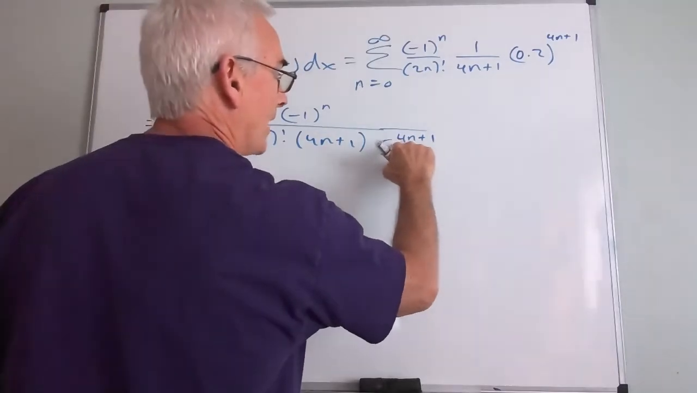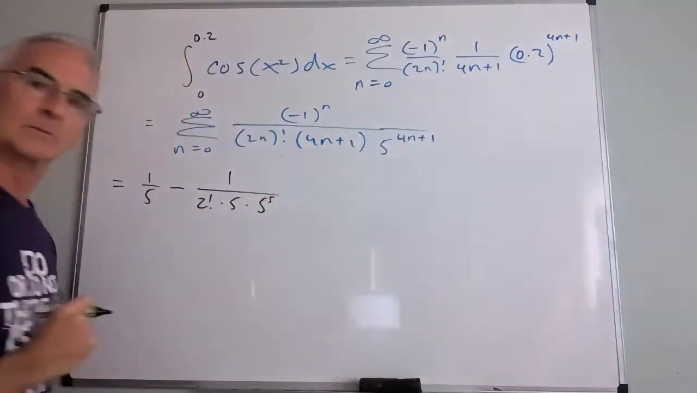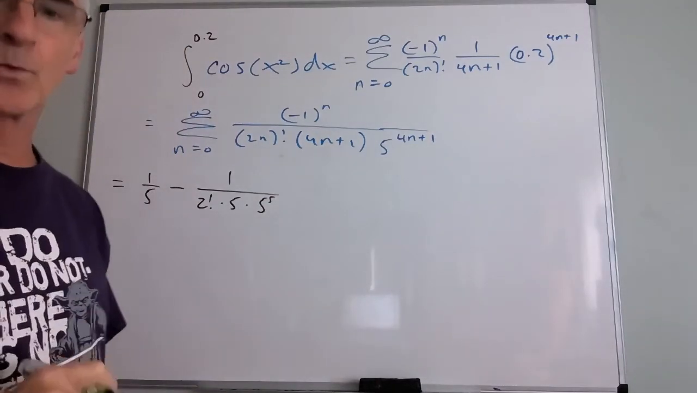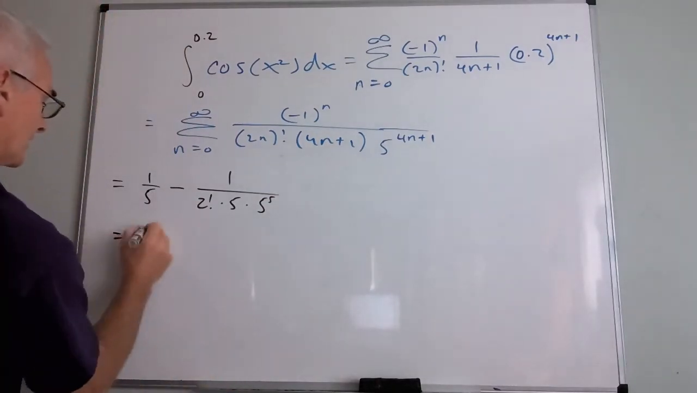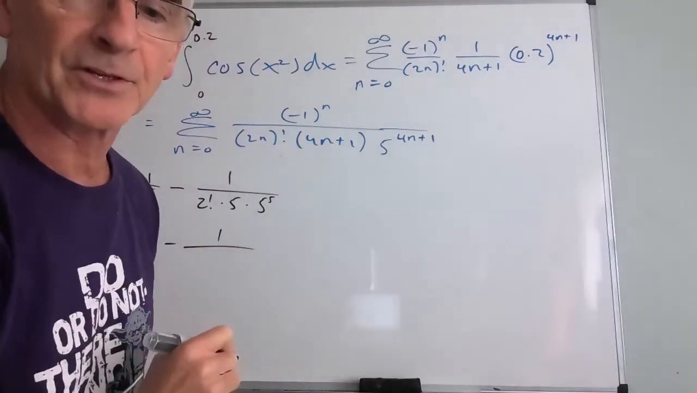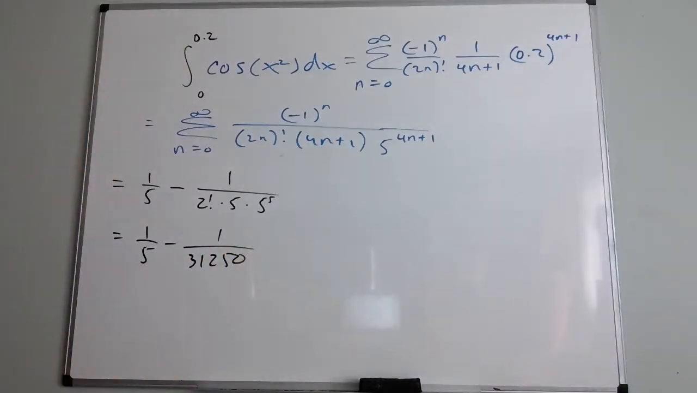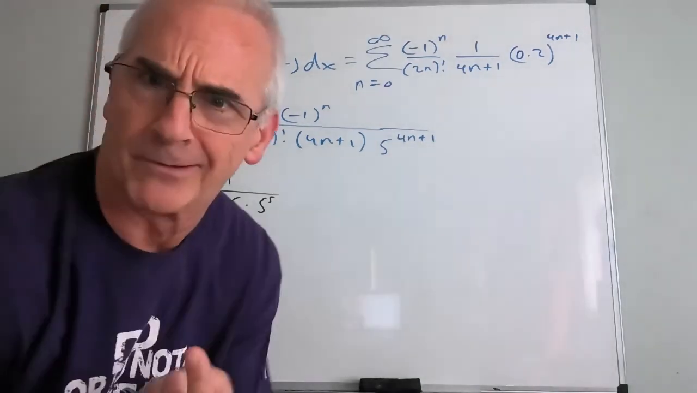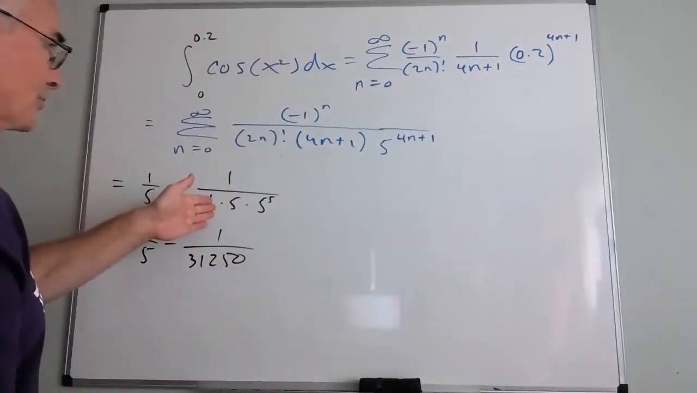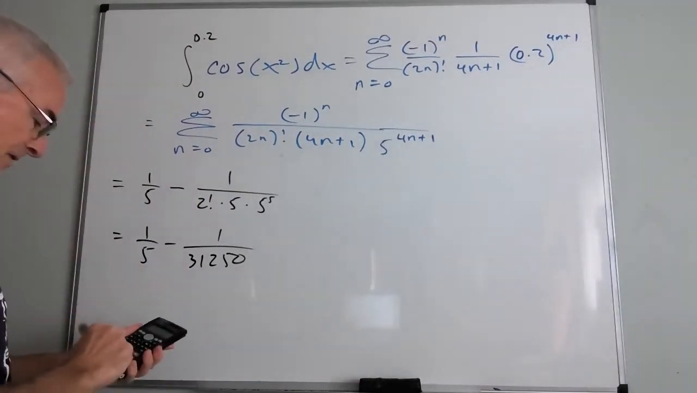When n is 1, I now have 5 to the 5th power. Ooh. Okay, so if you want to know, let me write it like this. That's 1 over, I've already done the calculations, 31,250. By the way, if I stop right now and I don't do anything, I've only done the first 2 terms. I've only gone up to n equal 1, and I've got 1/5 minus.